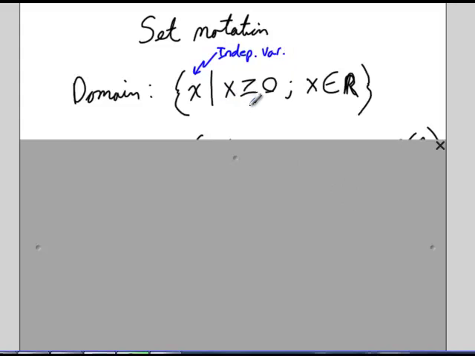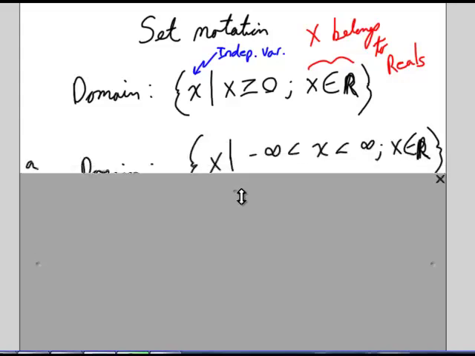Now all this says is that my domain is that x is greater or equal to 0. So that tells me the allowable values for my x. And this right here, don't get too hung up on it. This just means that x belongs to the real numbers. The real numbers means all numbers that can be expressed on a number line, all numbers between negative infinity and infinity.